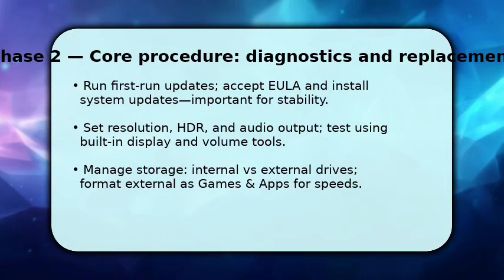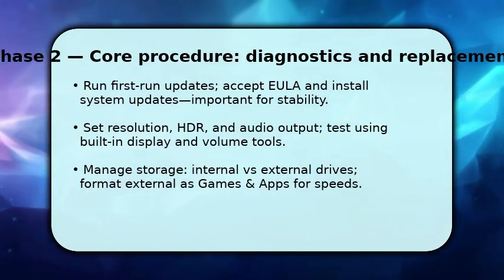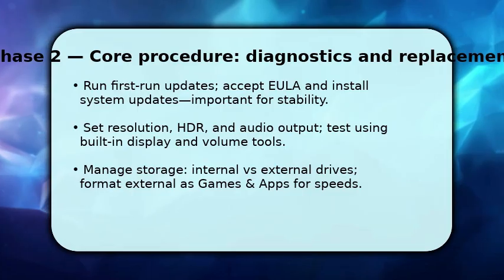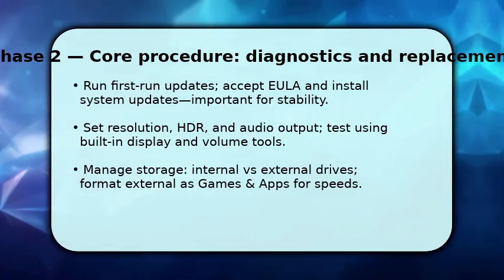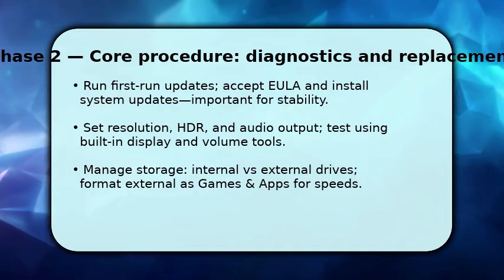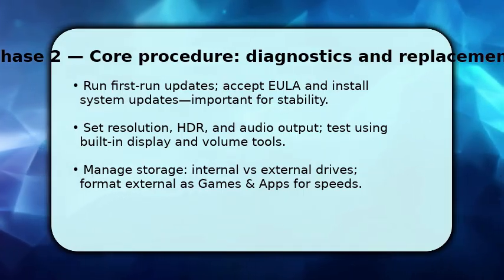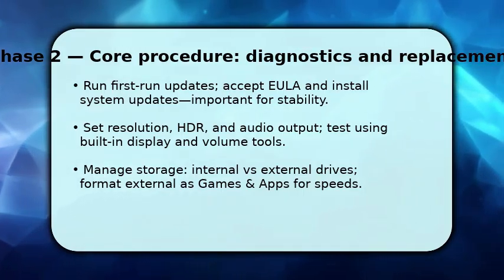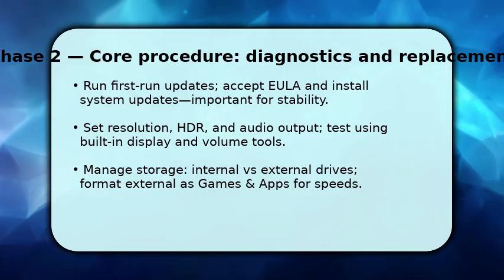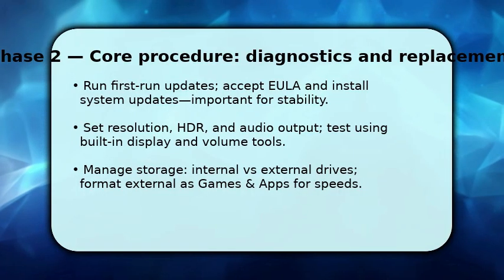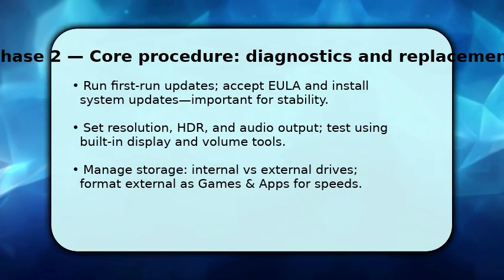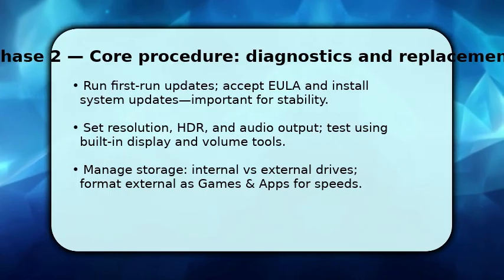You should immediately install system updates to ensure compatibility and security. Updates often fix controller and network bugs. Once done, configure display resolution and HDR so games render correctly, and choose audio output for headphones or TV speakers. This avoids later stuttering. Then manage storage by adding an external SSD if needed and format it for games and apps. Doing so improves load times.